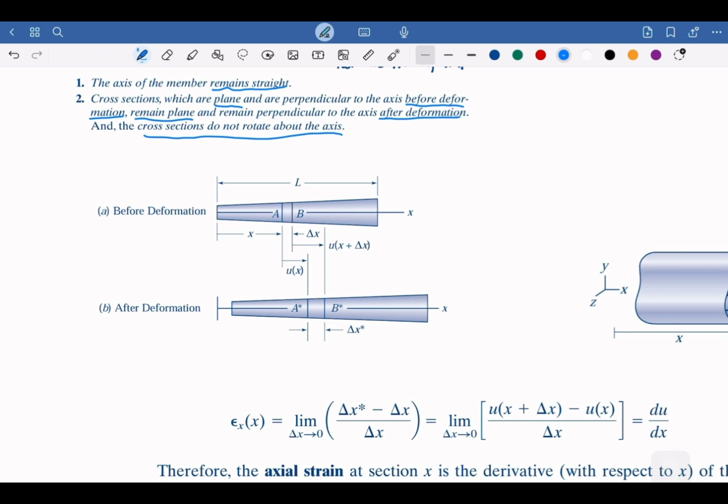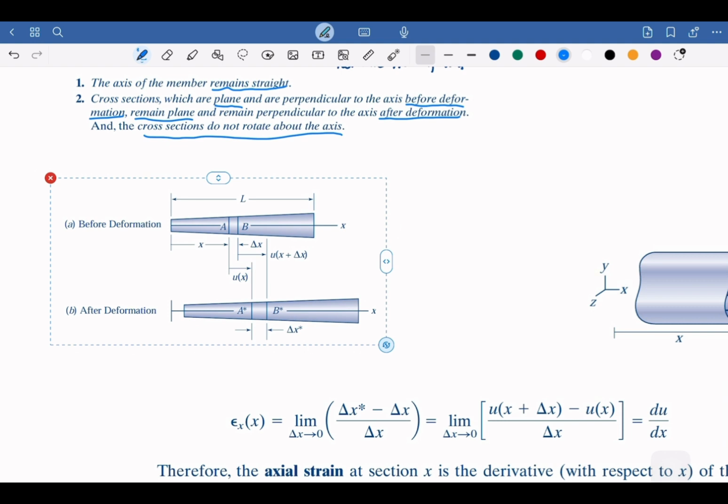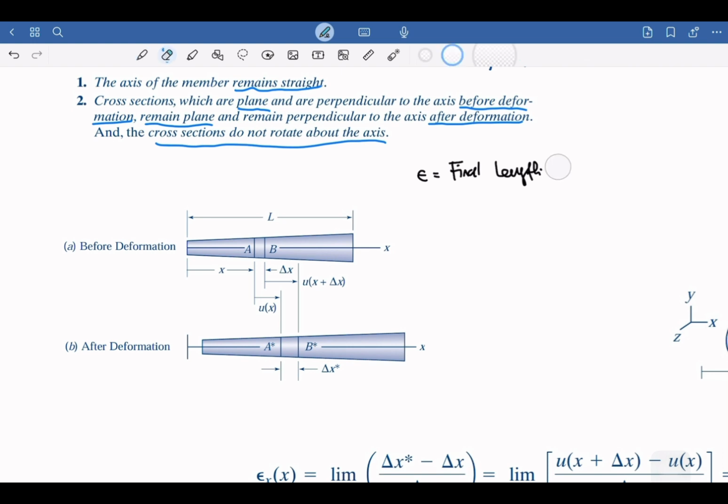And then how we could see the differences and how we write the deformation itself is by taking this strain. So this is the strain, the final length, just similar to what we have in chapter 2, but we are going to analyze in more detail, minus initial length divided by the initial length.